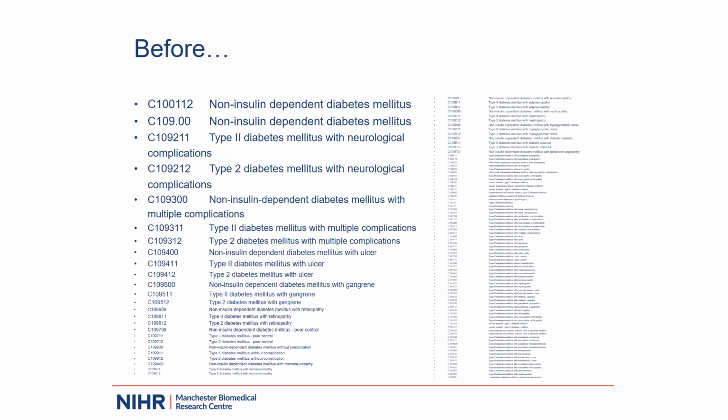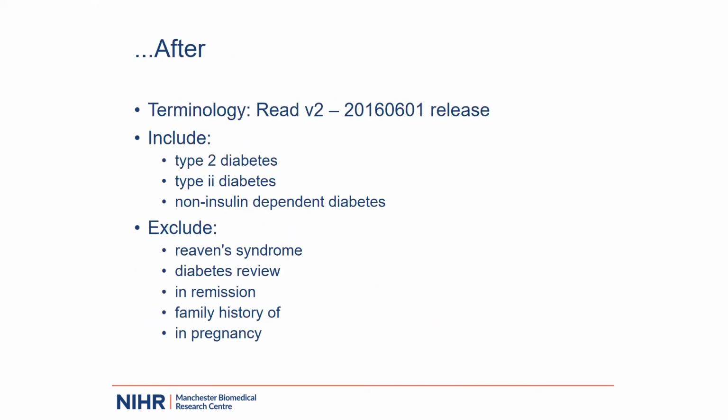And the reason why we think this is better is because previously, here is what I would share with you for a type 2 diabetes code set. So 100 codes, it's a lot to go through. Whereas now, it's this. I specify the terminology, Read v2, and I specify the release. I'm including type 2 diabetes in Roman numerals, and non-insulin dependent diabetes. And then I'm excluding Reven syndrome, diabetes review, in remission, family history of, and in pregnancy.